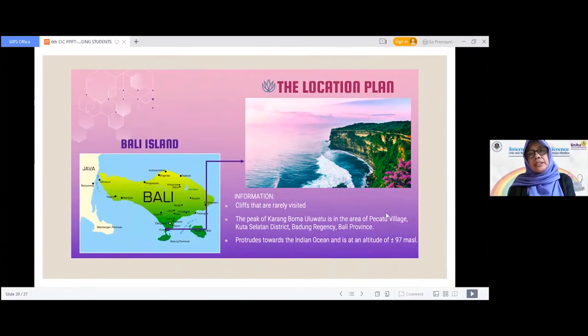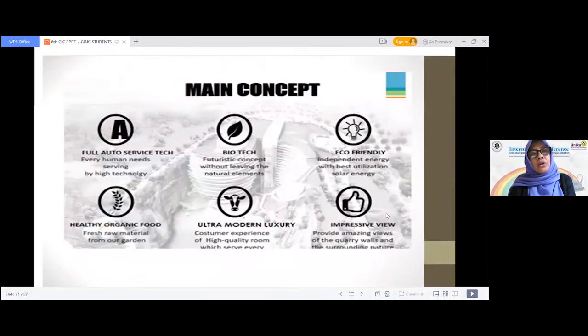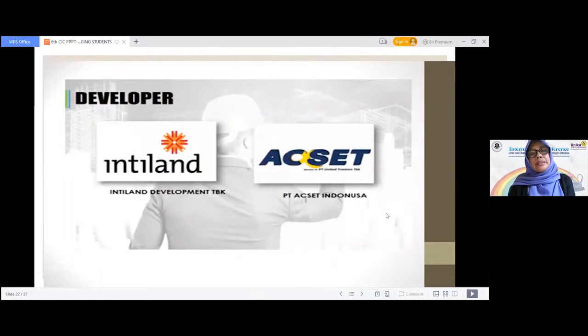And this is the location plan, just imagine it is the location plan of their project. And then they have the main concept: auto service technique, biotechnique, eco-friendly, healthy organic food, ultra-modern luxury, and impressive view. This is the developer, this is the name of the developer.